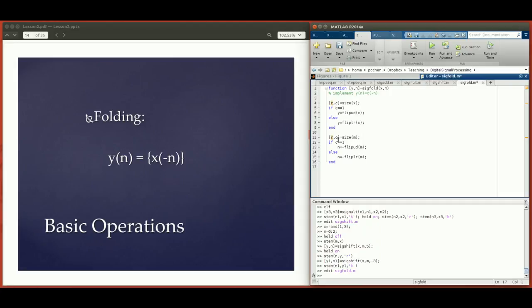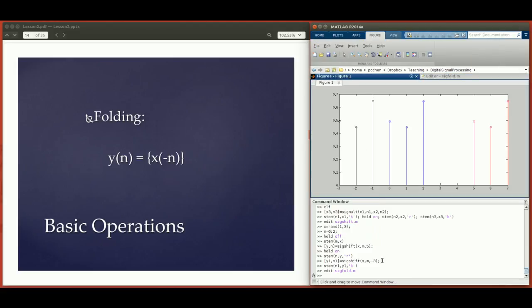And again, Matlab is actually telling me something here, because the r value is not used. Here I'm just using the column, the c value. So Matlab is suggesting that I change this to the tilde. A tilde means it's an unused output parameter. So I can just change it to a tilde. Now that's the sigfold. Let's go back to the figure window.